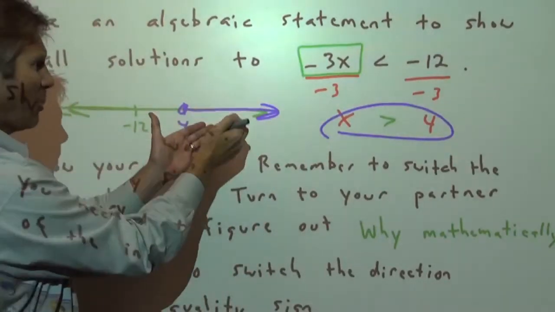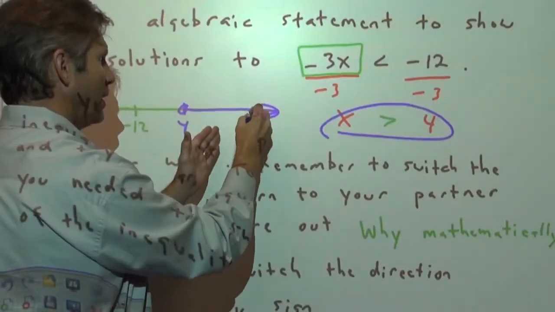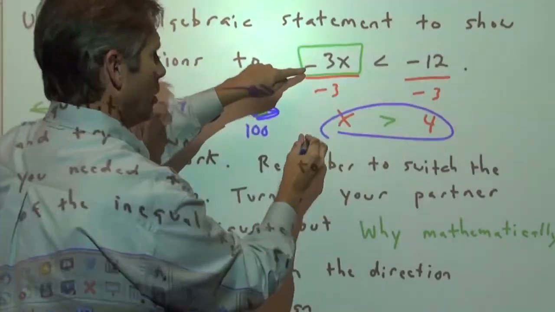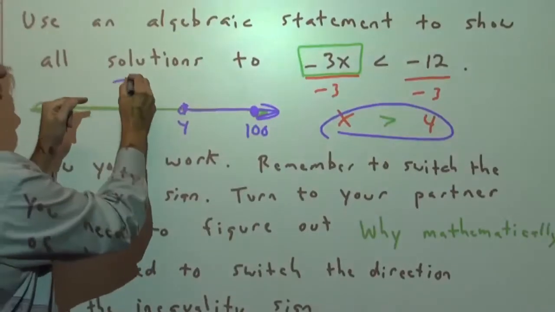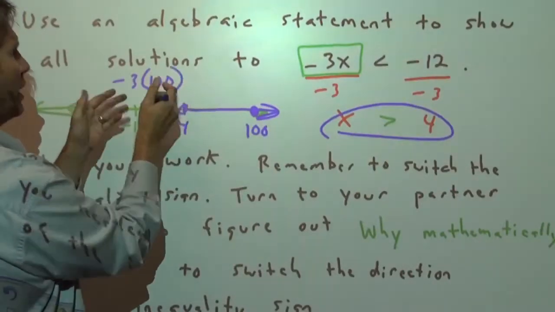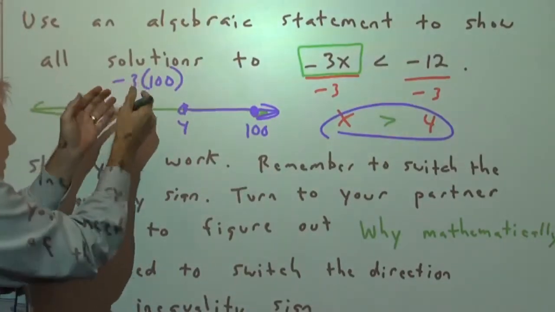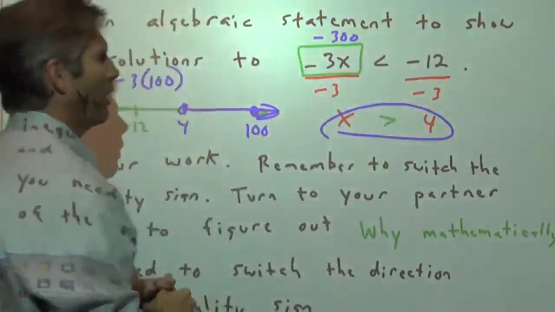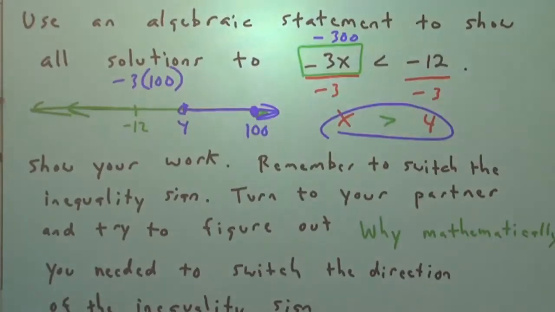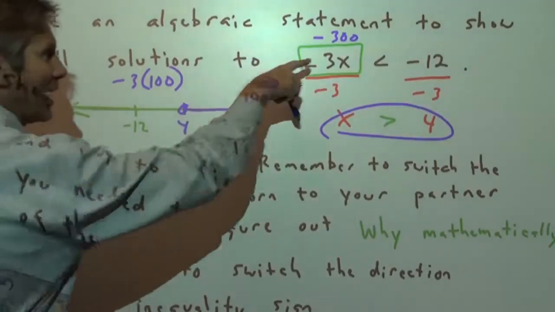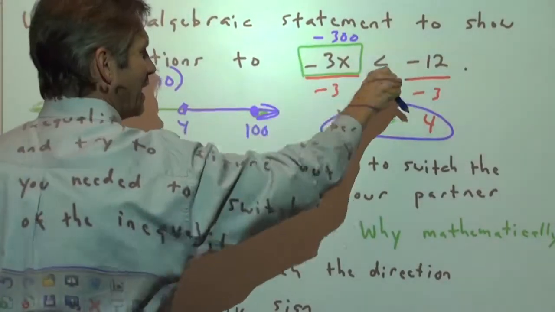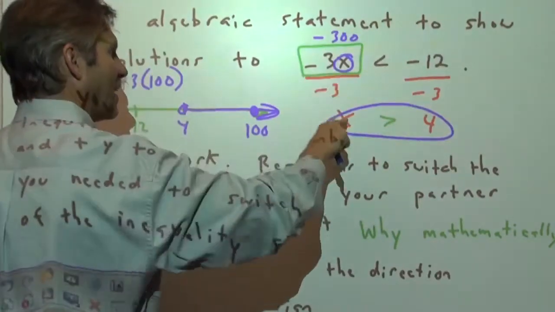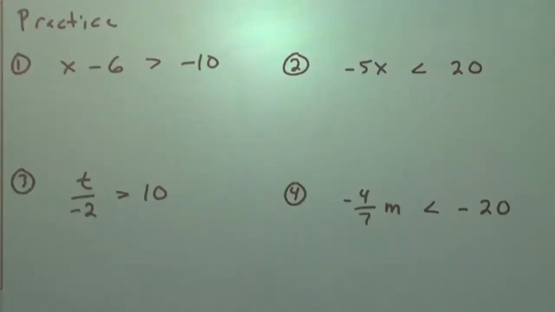When we choose a big positive number like 100 to put in for x, we get negative 3 times 100, and sure enough, that's negative 300. Negative 300 is indeed less than negative 12. That's why we switch the direction of the sign so that that quantity becomes a big negative. It only happens when that x would be a big positive.